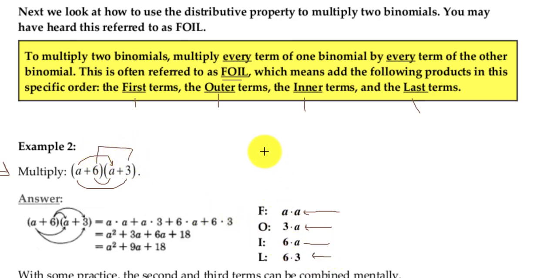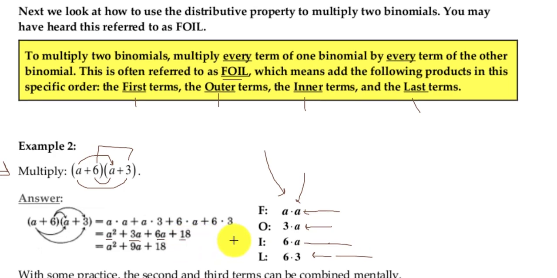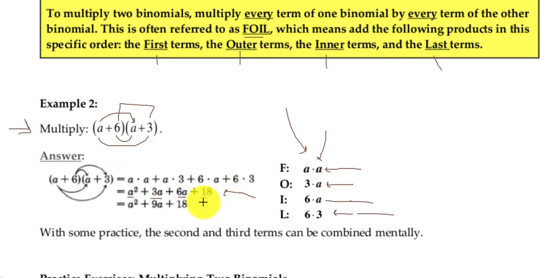So when we add up all of these values, A times A is A squared. That's where you see the A squared come from. 3 times A is 3A, so that's where my 3A would come from. 6 times A is 6A, and 6 times 3 is 18. So when I combine like terms where I can, the 3A and the 6A become 9A, and this is my final answer: A squared plus 9A plus 18.